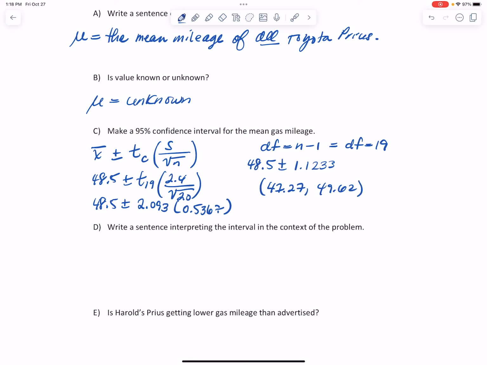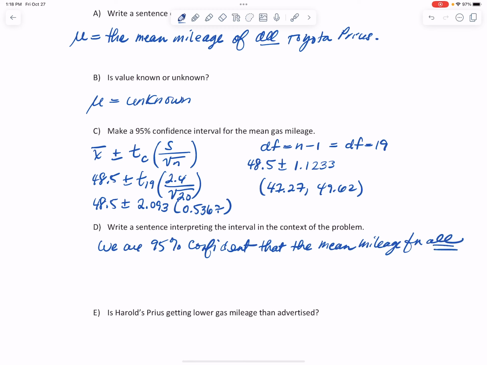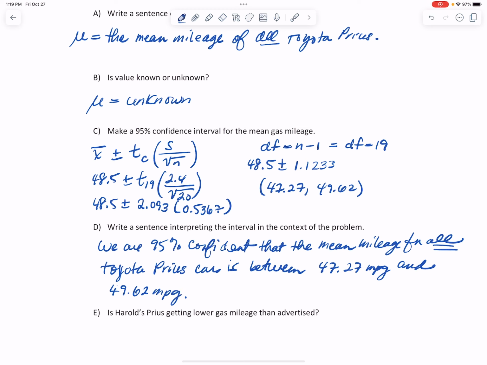Now, how do I interpret that interval? I would say we are 95% confident that the mean mileage for all, okay, remember we're trying to find the population mean, for all Toyota Prius cars is between 47.27 miles per gallon and 49.62 miles per gallon.